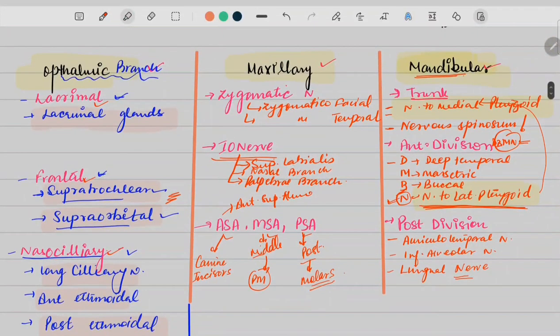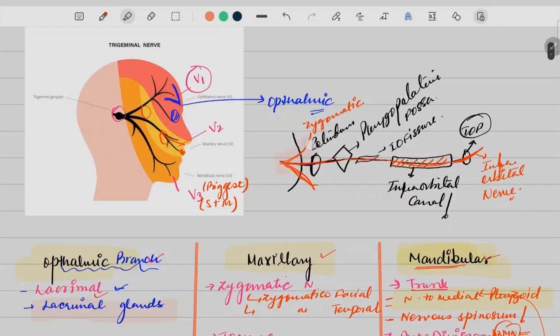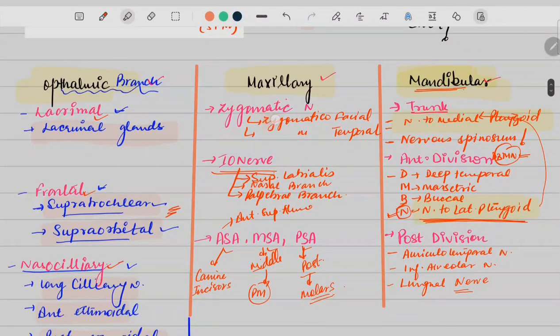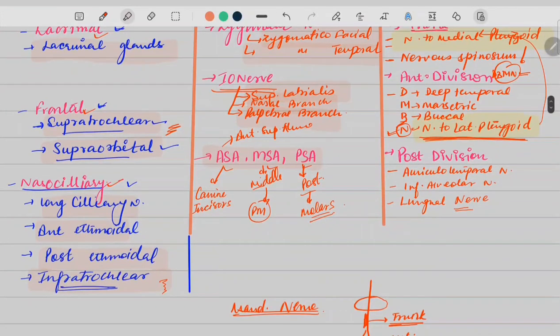Moving ahead, coming to the maxillary nerve. The maxillary nerve basically gives three divisions: zygomatic, infraorbital, and the ASA, MSA, PSA, the superior alveolars. The zygomatic supplies zygomaticofacial and zygomaticotemporal. Infraorbital will supply your superior labial, nasal branches, and the palpebral branches. This is lips, nose, eyes. And then the anterior superior alveolar, middle superior alveolar, and PSA, that is the superior alveolars, are going to supply different teeth, basically the pulp of different teeth. The anterior supplies the canine and incisors, the middle supplies the premolars, and the posterior supplies the molars.